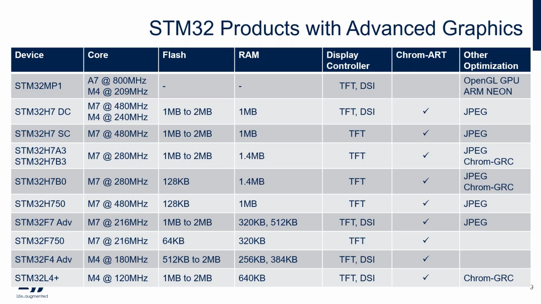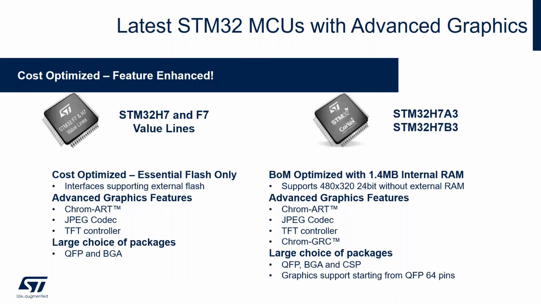So if you check the next slide, please. This is just to emphasize two very important parts we have. The first one is our cost optimized value lines. In our H7 and F7 series, we have what we call value lines. These are embedding the essential flash, so the boot flash. So with this setup, you'll need external RAM and external flash of your own choice. They are still embedding really good advanced graphics features like Chrom-ART and the TFT controller and so on. And there's a large package choice here.